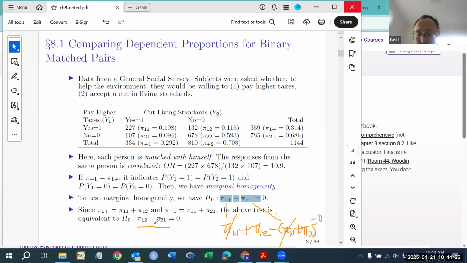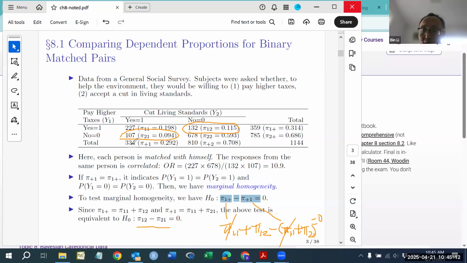Is that right? So this test is equivalent to testing whether this proportion, which is switching from yes to no, right? The proportion of subjects switching from yes to no from the first to the second question is the same as the proportion switching from no to yes from the first to the second question.